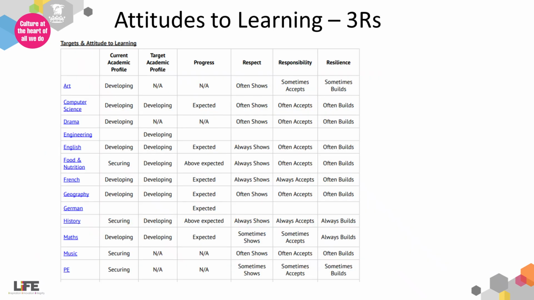Okay, so if we pull all that together into a report, I can look down this one, for example, and I can see that in computer science, the student has got a target profile of developing. They're currently on developing for their current academic profile, which means the progress is expected. And actually, they're meeting all our expectations because we've got often in each of the 3Rs values.